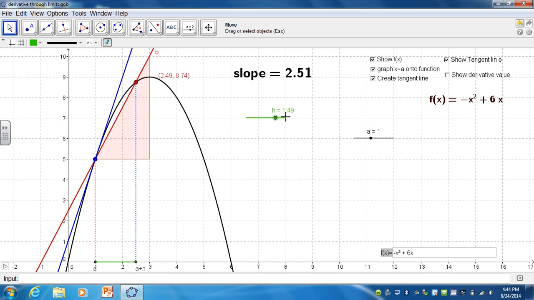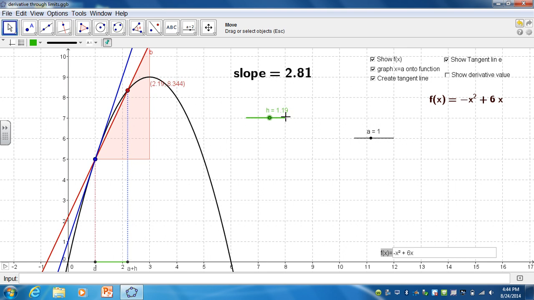So now you've made the second point closer to the first point. And now you can see that the slope has changed, and that this red line is a little more closely resembling what the blue line is going to be. And the whole idea is that, since h represents the distance between the first and the second point, meaning how far these two are apart, why don't I just make h as close to 0 as possible?